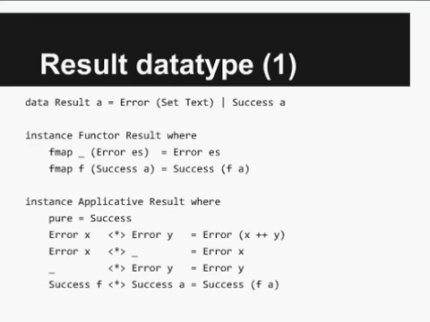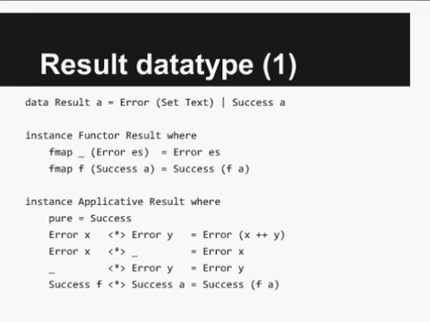So let's start off with a base type for representing results. Our parsing could succeed or it could fail. And if it fails, it could fail with a set of error messages, 1 or more. So that's what our data type up at the top represents. We have a result. Error could be a set of texts, or we can have a single success.